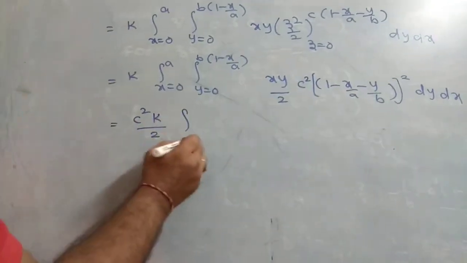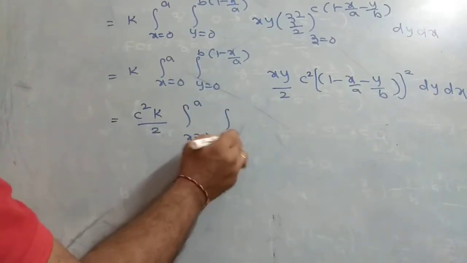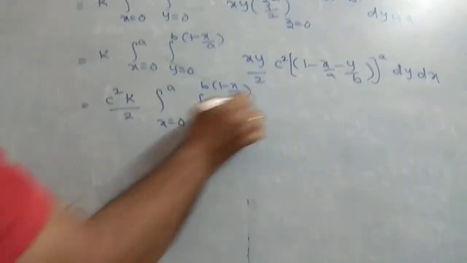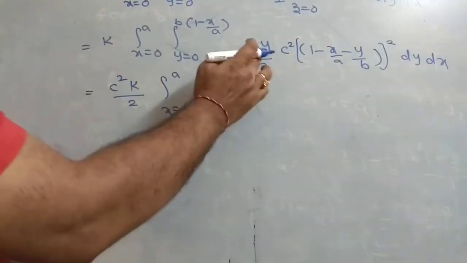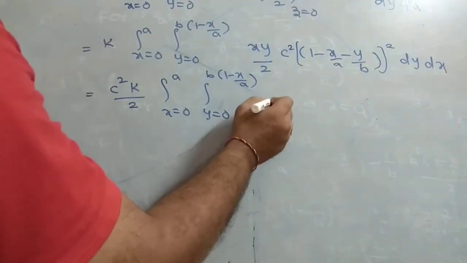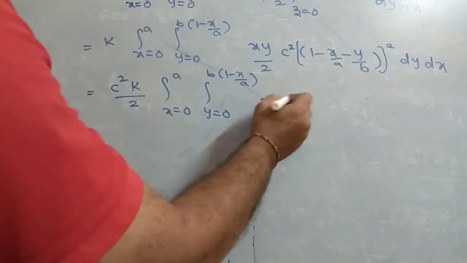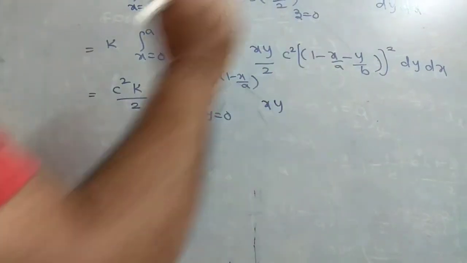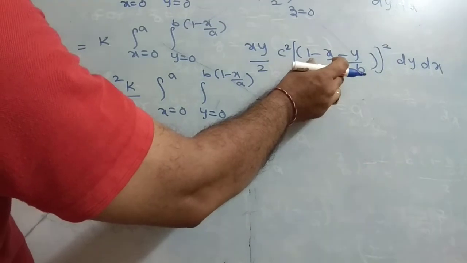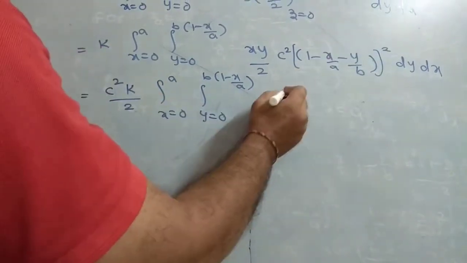I am making the simplification: 0 to a, and the y limits are 0 to b into 1 minus x by a. Now we have x into y and that particular value, so I can write x into y. It is nothing but a minus b whole square type. So 1 minus x by a, I am supposing it as a, and this is nothing but your b value.